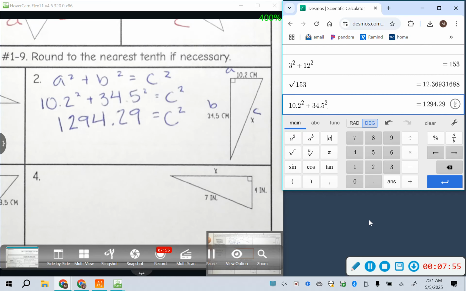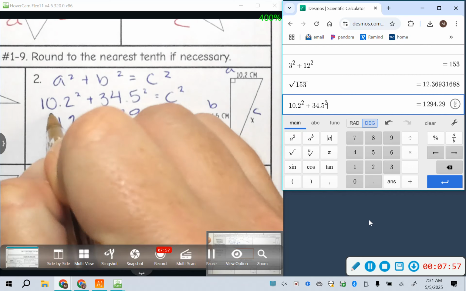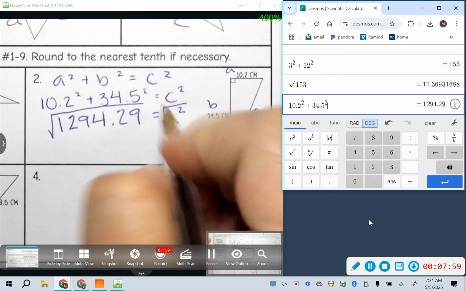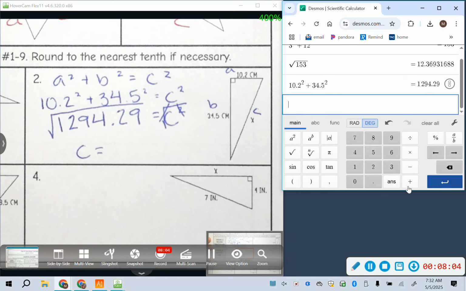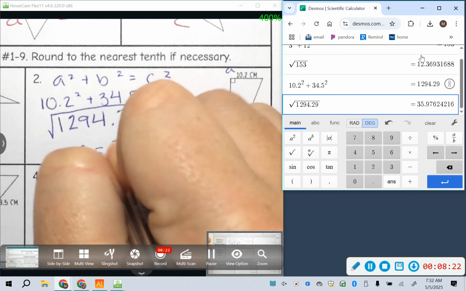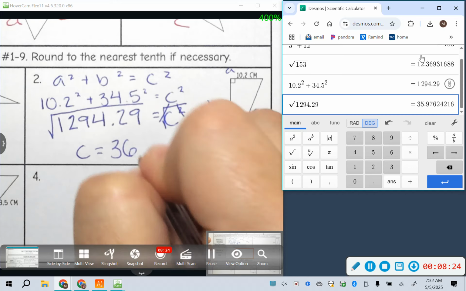What's my last step? Square root. Square root cancels the squared, and I get c equals whatever that gives me. So square root 1294.29. And round it to the nearest tenths, what would that give me? 36. Because if I round 9 up, doesn't that just go to a whole number? So that's why it's 36. So 36, and this one's centimeters.